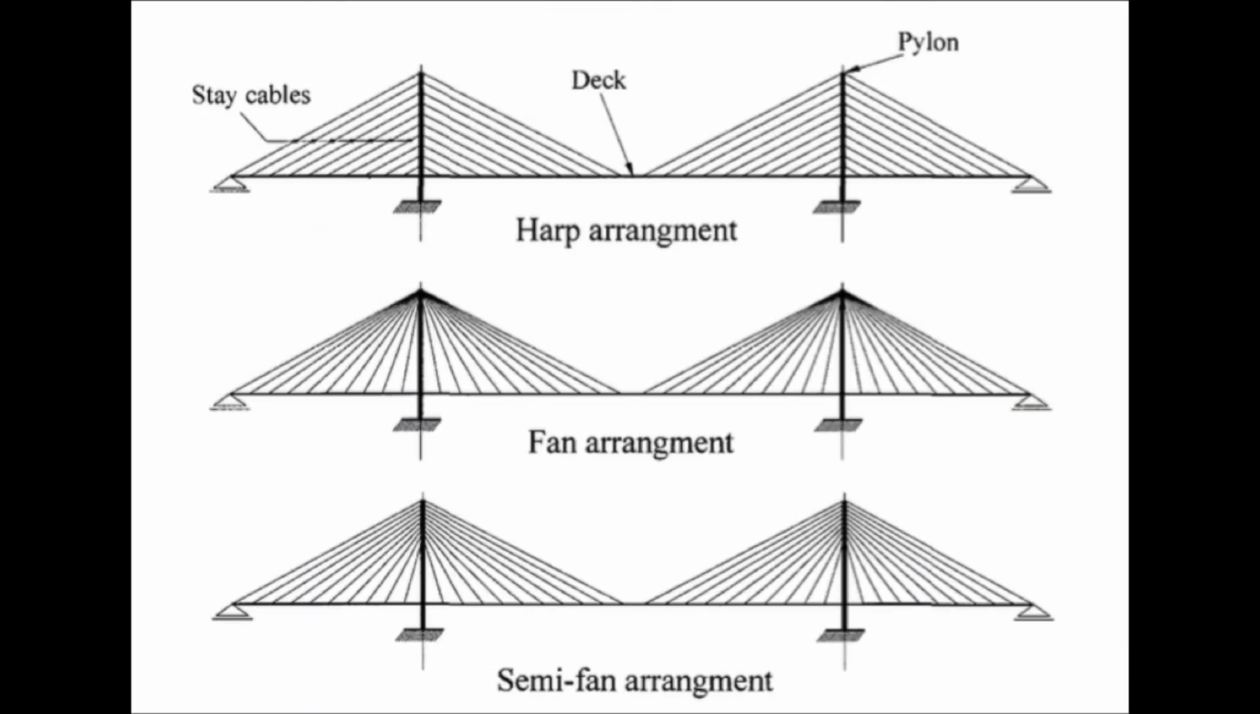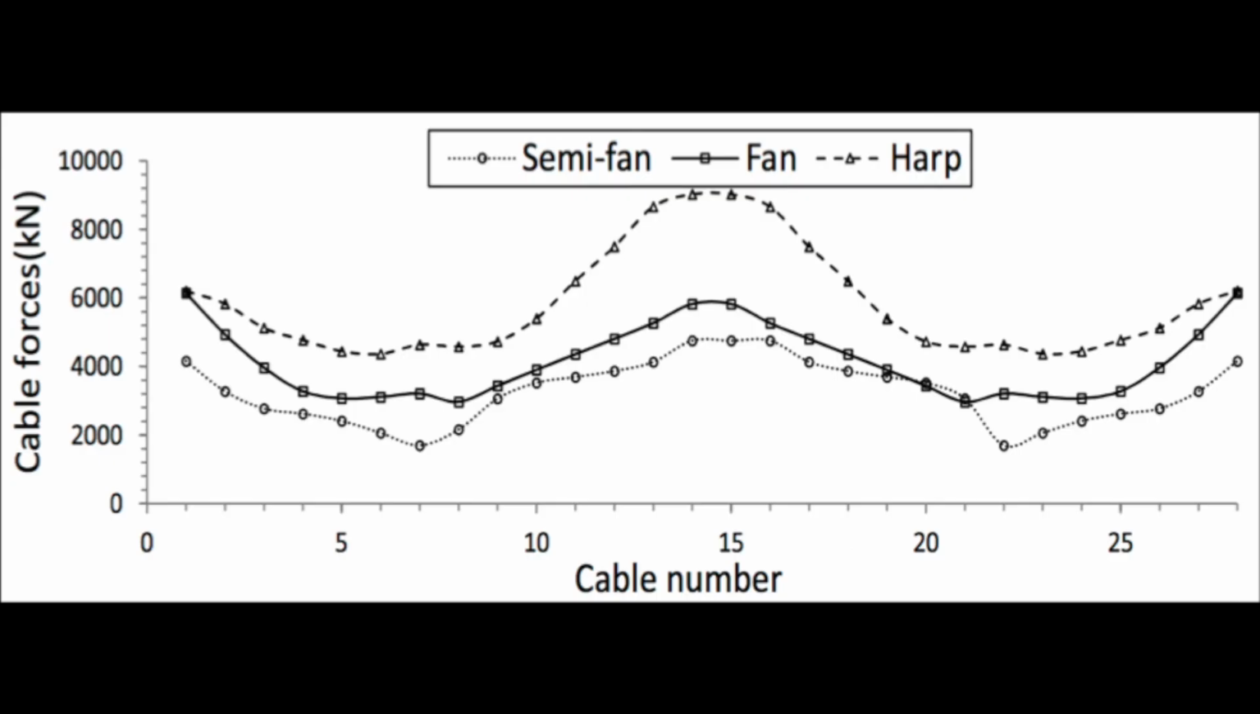The cables are commonly arranged in three different orientations as displayed. The harp shape is shown on top, followed by the fan arrangement, and lastly the semi-fan arrangement. Through the use of computer-generated testing methods, it is prevalent that the semi-fan arrangement will result in the lowest tensile forces acting on each cable, as well as most uniform distribution of the cable forces throughout each bridge.